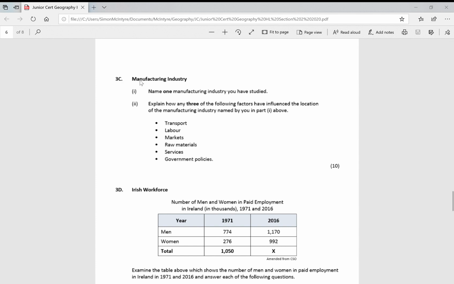3C. Manufacturing industry. Part 1. Name one manufacturing industry you have studied. Part 2. Explain how any three of the following factors have influenced the location of the manufacturing industry named by you in Part 1 above. Transport, labour, markets, raw materials, services, or government policies.